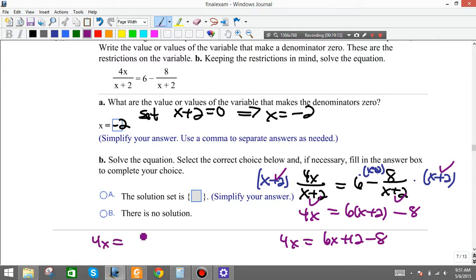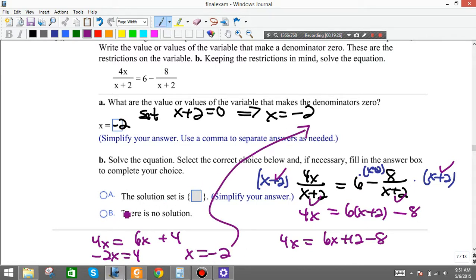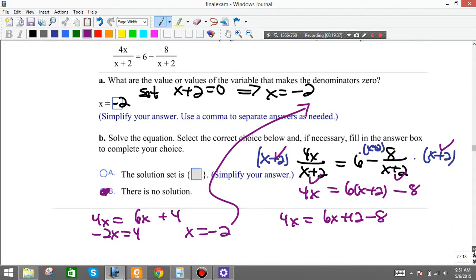4x is equal to 6x plus 4. Negative 2x is equal to 4. x is equal to negative 2. But that cannot be the answer, and so that is no solution. If you get anything else other than negative 2, then you would just put that here as the answer. But if you get the same thing as you got in part A, then there's no solution.